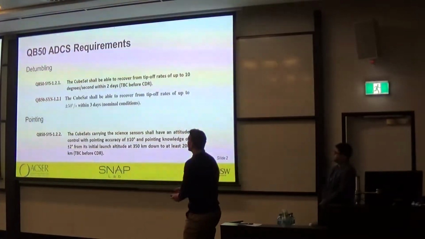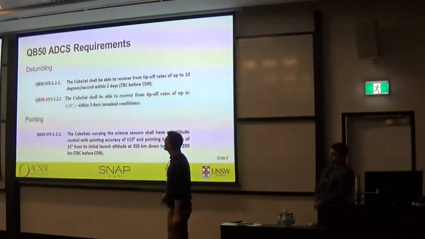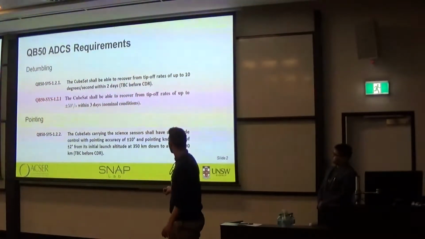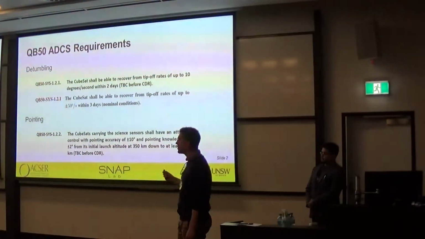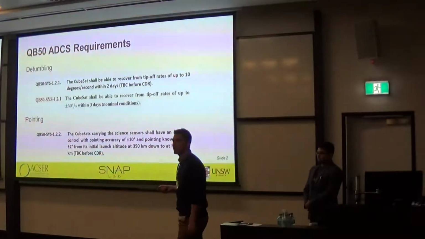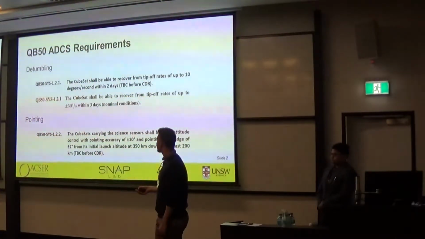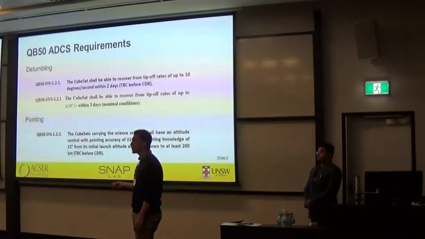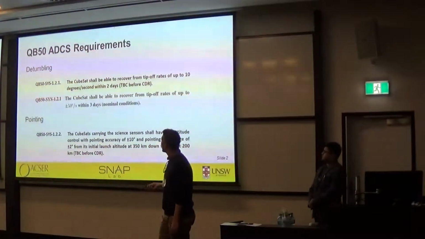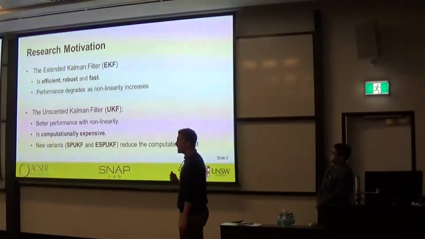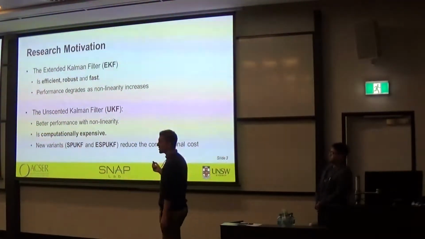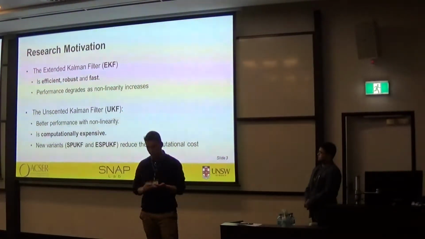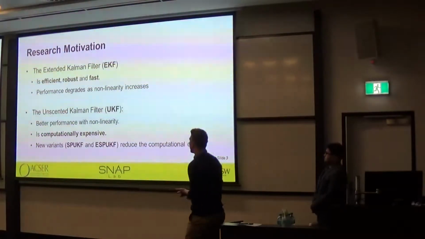To put a little bit of that requirement into perspective, in CUBE50, the requirement that I want to talk about today is that we were required to have a pointing knowledge of plus or minus 2 degrees. So while it is quite, it's not too restrictive, so it can be done on a CubeSat relatively easily. But the reason why we chose the EKF is that mainly because it's robust, it's computationally cheap, and it's fast.